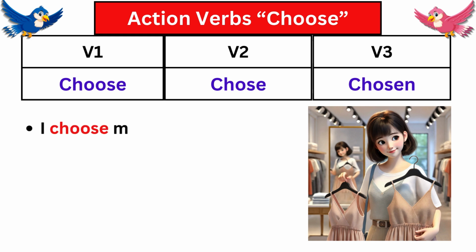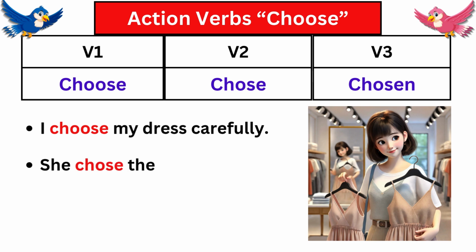V1, present simple: I choose my dress carefully. This means I do this regularly. V2, past simple: She chose the red one. This happened in the past.